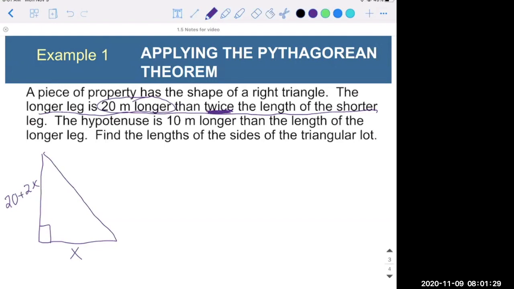And then we've got the hypotenuse, which is 10 meters longer than the length of the longer leg. So we're going to take our long leg and we're going to add on 10 more, 10 longer. So this can actually simplify to 2x plus 30. Okay, Pythagorean theorem tells me to take leg squared plus leg squared equals hypotenuse squared.